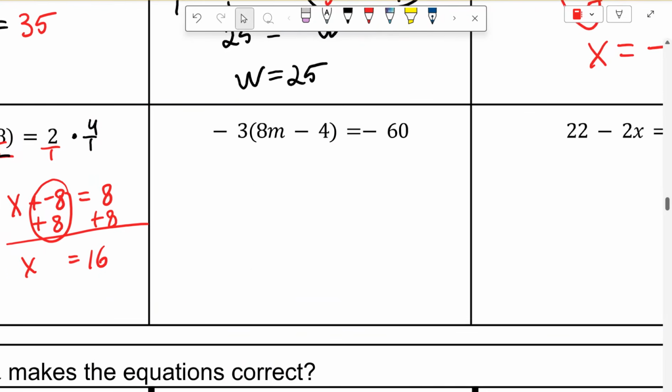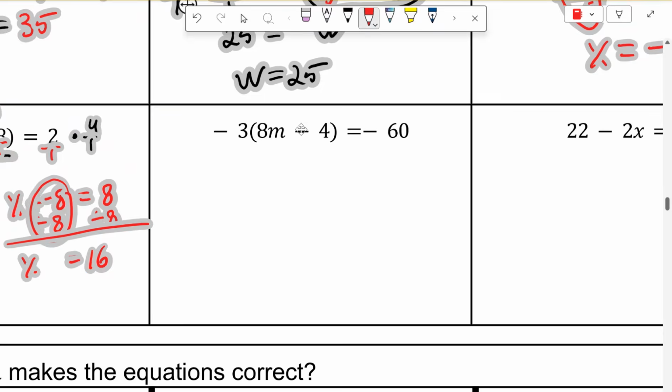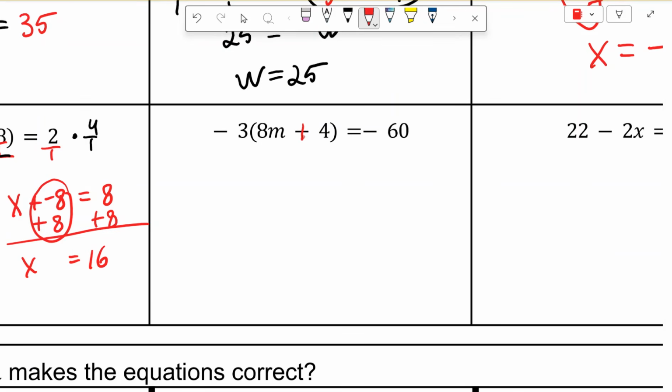All right, moving on to this one. I'm going to have you pause the video and try this one out. But before you pause, that subtraction sign, remember, you can always use additive inverse to make it a little bit easier. So pause the video and try that one out.